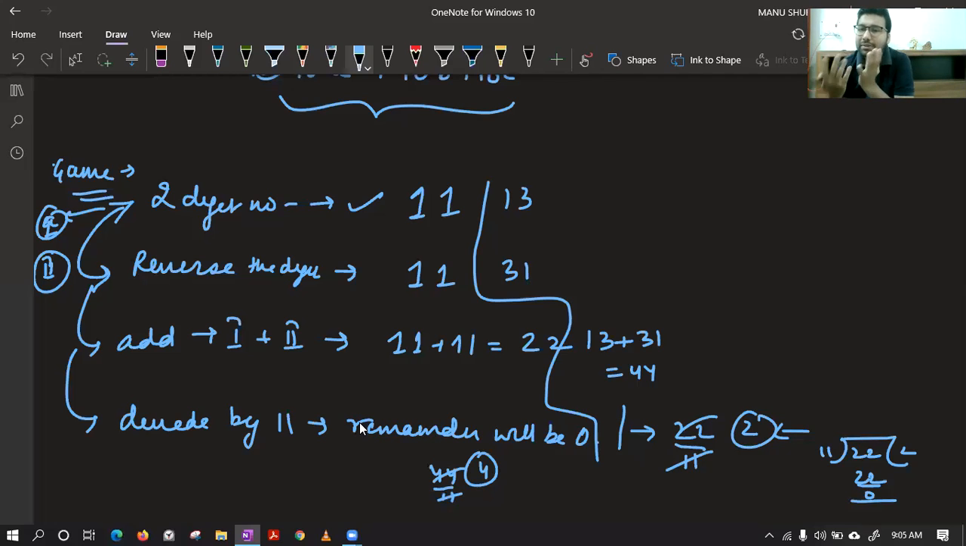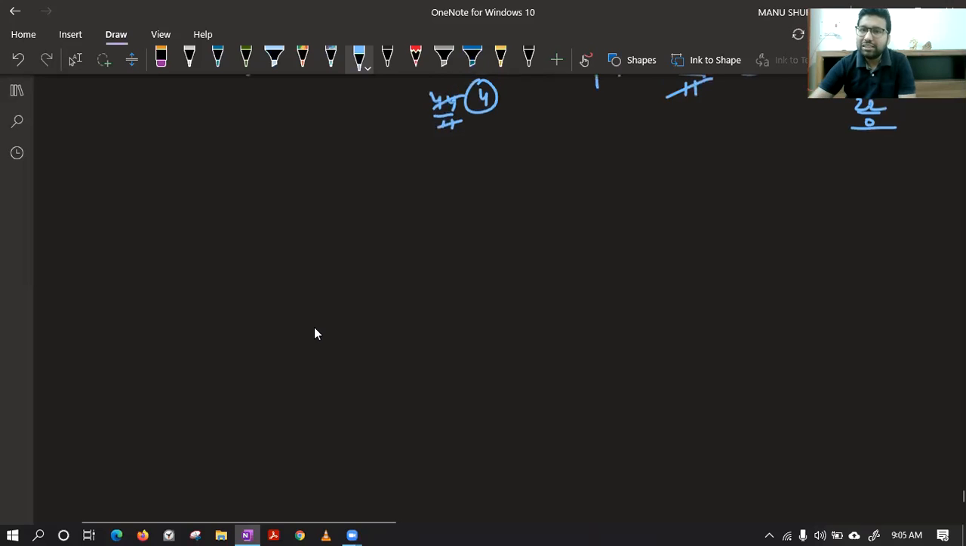Now let us understand the structure behind it. How it became a puzzle, how it became a game. Because there was a structure behind it, there was a machinery behind it. We need to understand how it is working. Let us see. Suppose you assumed a general number AB.